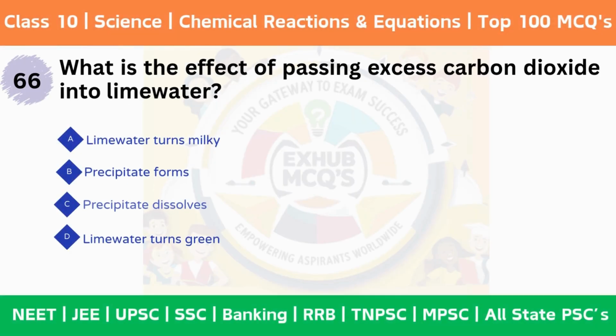MCQ 66. What happens when excess carbon dioxide is passed through lime water? Option A, lime water turns milky. Option B, precipitate forms. Option C, precipitate dissolves. Option D, lime water turns green.